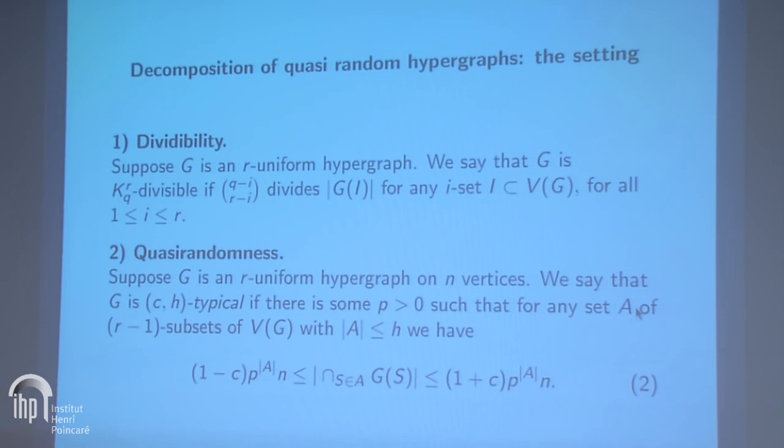Now the second condition is a quasi-randomness condition, and let me tell you in words what this condition says. We look at the r-uniform hypergraph, and to say that it is quasi-random, the technical name is c-typical, means that if we take the intersection of several links of sets of size r minus 1, then the size of this intersection behaves, up to a small error, denoted here by c, like it would behave for a random hypergraph. So this is the technical condition. Again, I don't insist that you digest this condition, because we will move to a special case where things will be even clearer. But this is the quasi-randomness assumption.